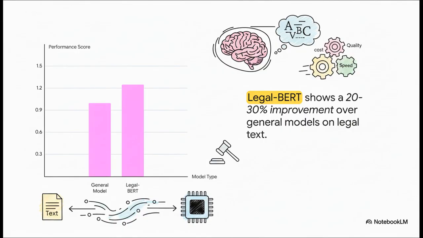And bam, this chart says it all. Using a model that's been specifically pre-trained on your type of data gives you a massive performance boost. This chart shows LegalBert just crushing a general model on legal text by 20 to 30%. That is not a small improvement, people. That is a total game changer. And the same thing applies to models for medicine, science, or code.